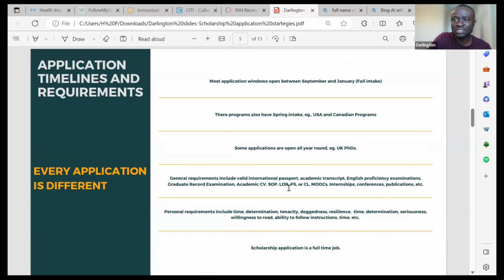Then there are some requirements that you have to give to yourself. It's personal requirements. For instance, you need the time. For sure, you need the time to apply to scholarships. You need determination and tenacity and doggedness and resilience, because you most likely are going to get rejections, and you need these qualities to keep you pushing, even in your bad days. You don't give up because you get a rejection. I mean, many of us got tons of rejections before we got even the first years, okay? Then you need time again.